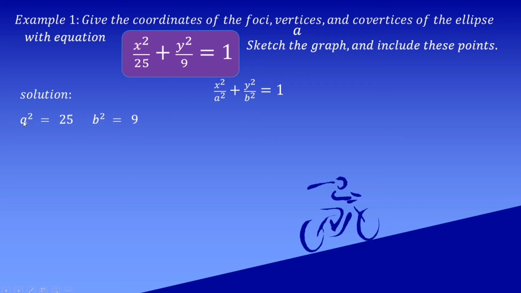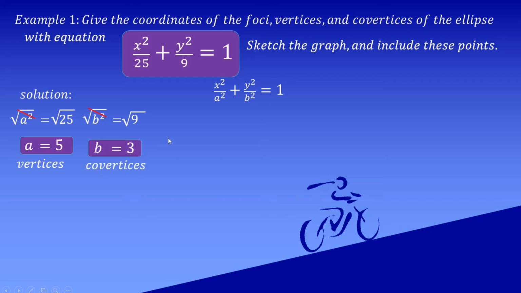Since ang vertices natin, the component is A and covertices is B and the foci is C, para makabuo tayo ng coordinates. To find the A, squaring both sides, then cancel exponent, then A, the square root of 25 is 5. Yan ang ating component ng mga vertices.